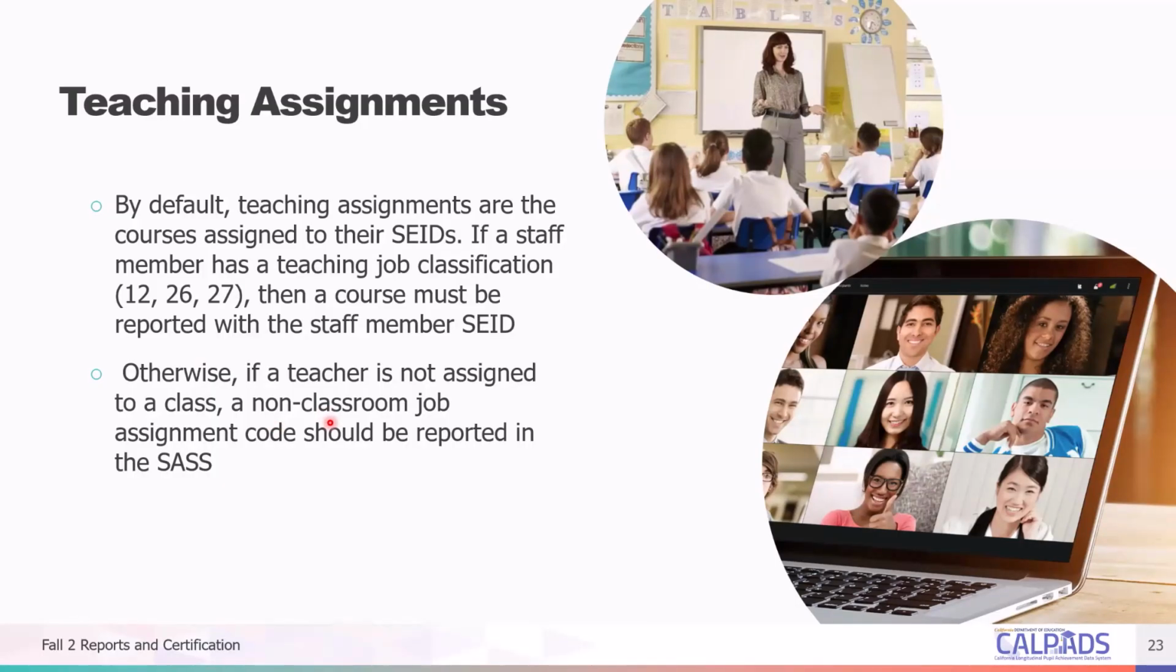So this could be, even though you have a teacher, if they're not directly assigned to classes, they could be teachers in a special assignment. They could be teachers who are departmental chairs. So all of those non-classroom job codes can be assigned to a teacher. And for the list of those codes, you can refer to the CalPADS valid code combinations document that Nate showed you earlier in this training.